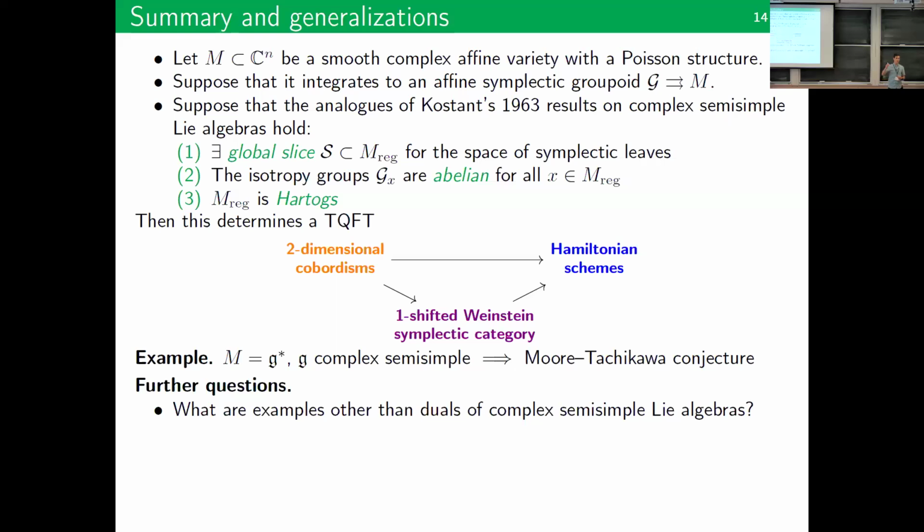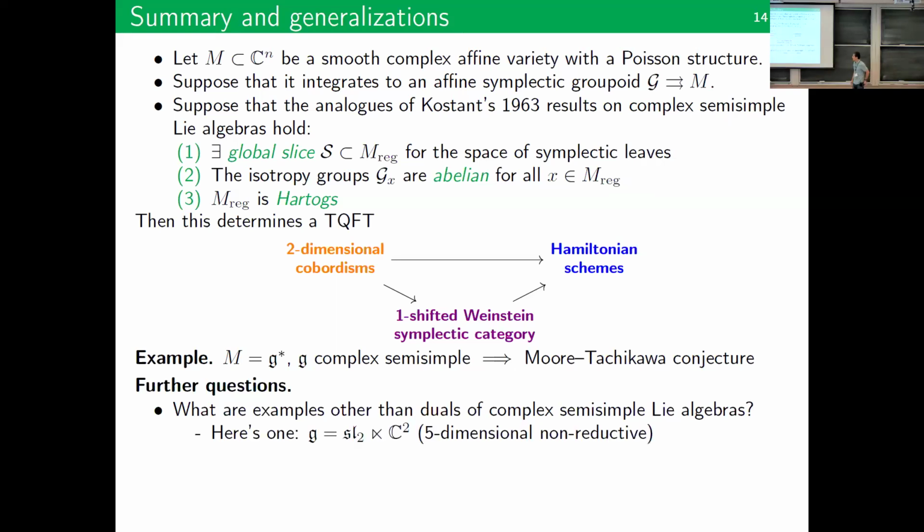You can just require that the restriction of the Lie groupoid to this Hartogs open set is Morita equivalent to an abelian Lie groupoid. 1 and 2 are sufficient, but it can be more general. It's just that we haven't been able to find any example which is not coming from 1 and 2, from a global slice, but perhaps they exist. So that's one question. So what are examples?